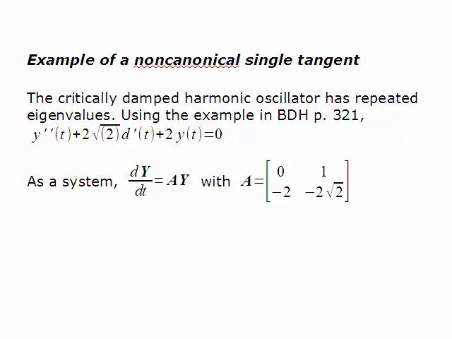Now I want to work through a non-canonical example, so we'll use something from the textbook on page 321. There was a critically damped harmonic oscillator given with these values. Now the single tangent is the example of a critically damped harmonic oscillator. So I'm going to take this and write it as a system.